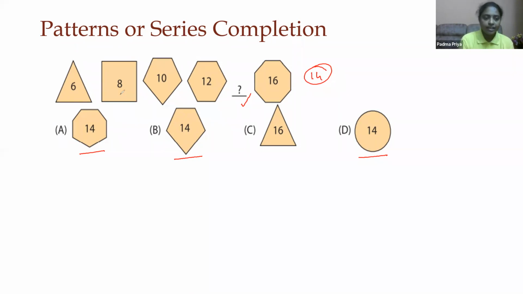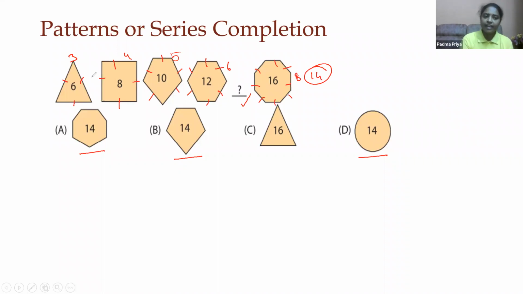If you observe here, there are 3 sides or 3 lines making this figure. In this, you have 4 lines making this figure. This figure is made by 5 lines. This figure is made by 6 lines. See, 6 lines are used to make this figure, whereas this figure is made by 8 lines.